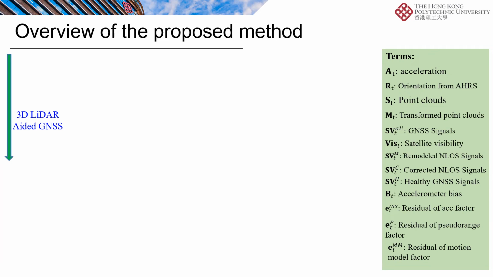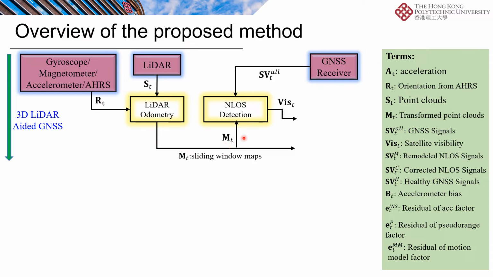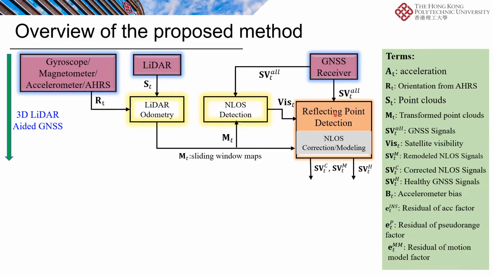The overview of the method includes two parts. The first part is the 3D LiDAR aided GNSS. We get the absolute orientation from the IMU and the point cloud from the 3D LiDAR, and we perform LiDAR odometry to get the map. With the map and the satellite measurements as input, we do NLOS detection, and the output is the satellite visibility. Then we do reflecting point detection based on the map and the satellite visibility, and we also do NLOS correction and remodeling. The output includes the corrected measurement and the healthy one, and this is the remodeled measurement.